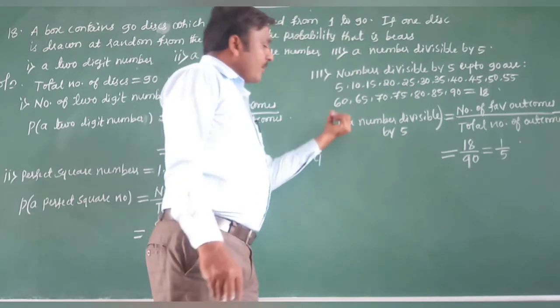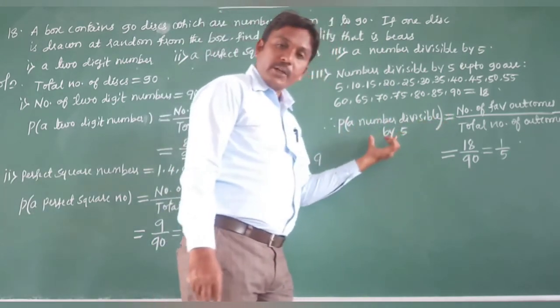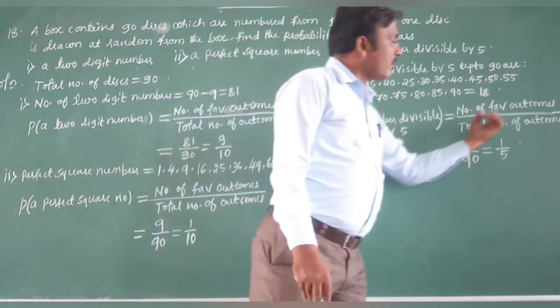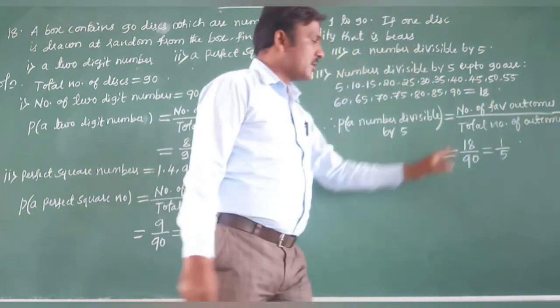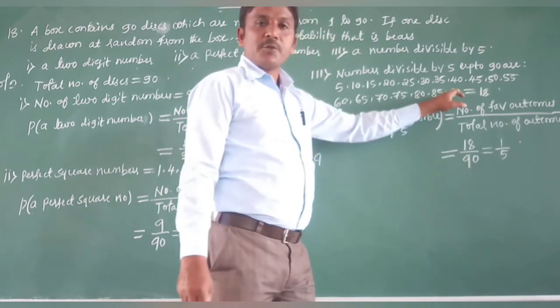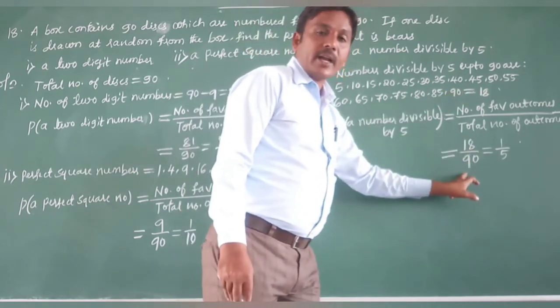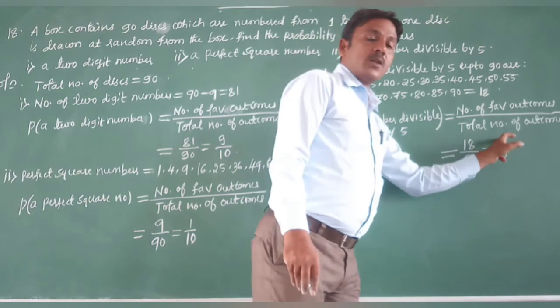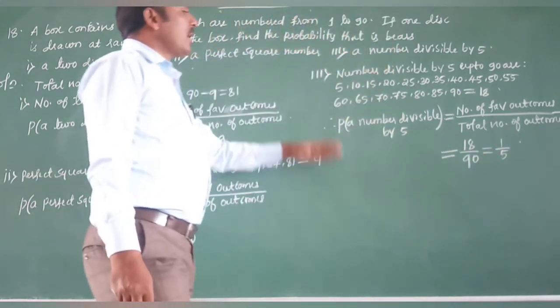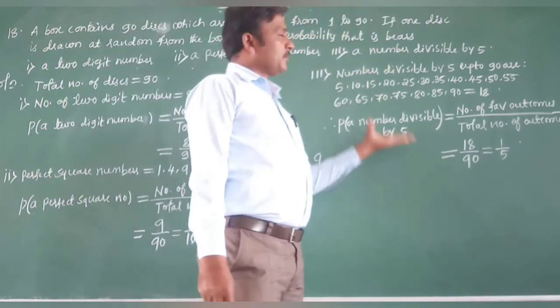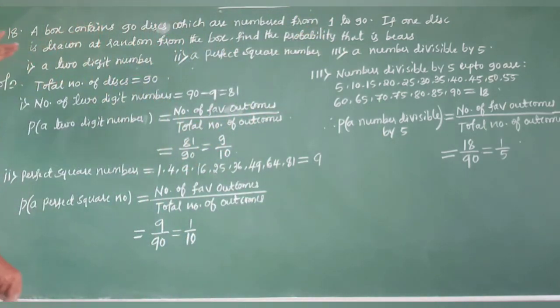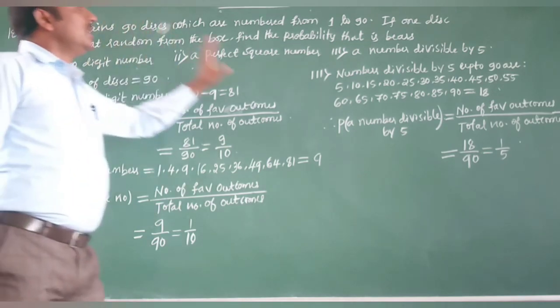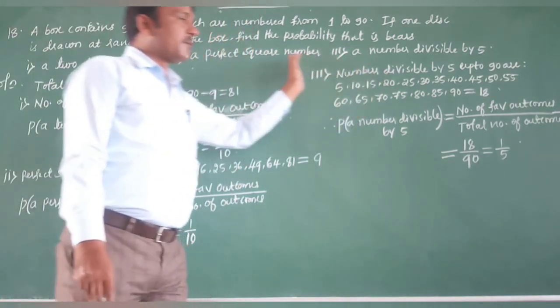So the probability of getting a number divisible by 5 is equal to the number of outcomes favorable to E divided by the total number of outcomes. That gives us 18 numbers divisible by 5. So 18 divided by 90, 18 ones are 18, 18 fives are 90, so 1 by 5 is the probability of getting a number divisible by 5. By using the given information, 1 to 90 discs are there. So by using that information, you have to answer these three questions.